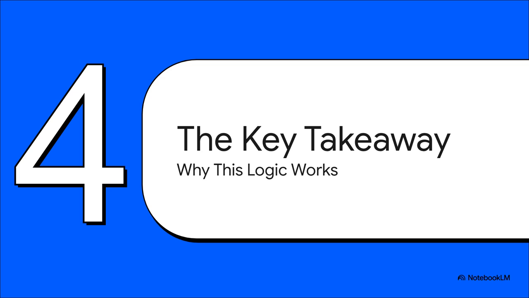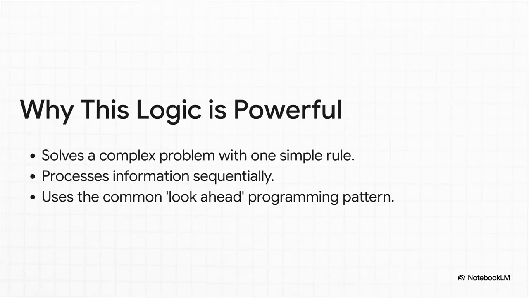So let's zoom out for a second. What's the big picture here? Why is this simple solution so effective and, frankly, so cool? This logic is powerful because it's just so elegant. It takes what seems like a complex problem with a bunch of exceptions and boils it all down to a single, repeatable question. This sequential, look one step ahead approach isn't just for Roman numerals. It's a fundamental pattern used to solve all sorts of complex problems in coding and beyond.